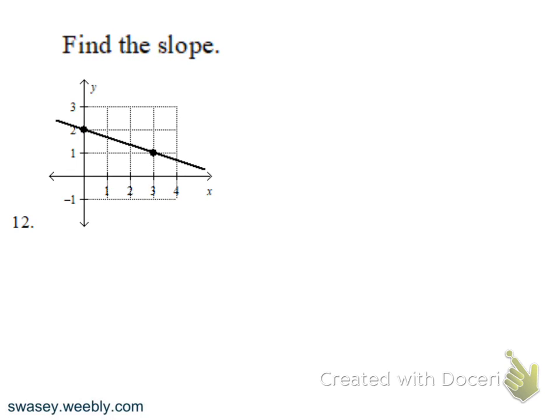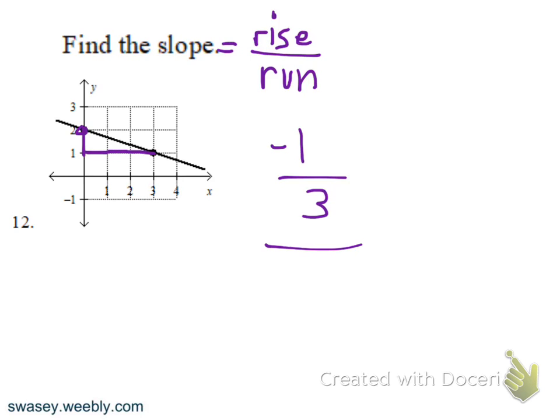To find the slope when you're looking at a graph, slope equals rise over run. Rise is the vertical change, run is the horizontal change. So if we start here, we go down 1. So a rise of -1. We go to the right 1, 2, 3. So our slope here is -1/3. Notice from left to right it's going downhill. That matches with a negative slope.